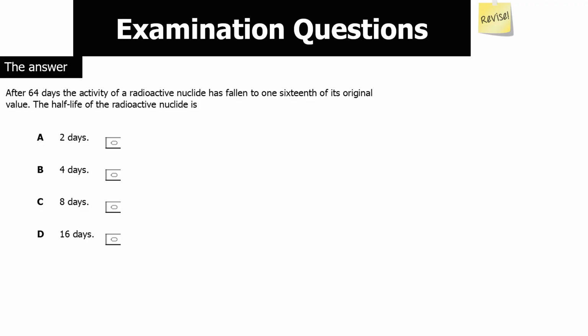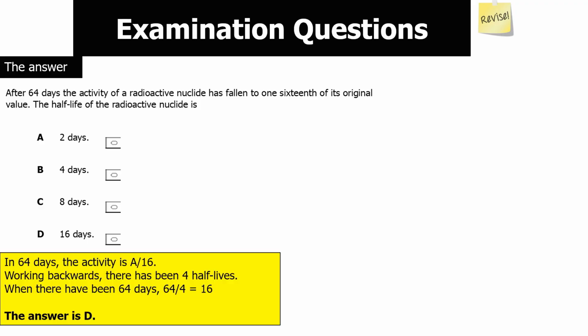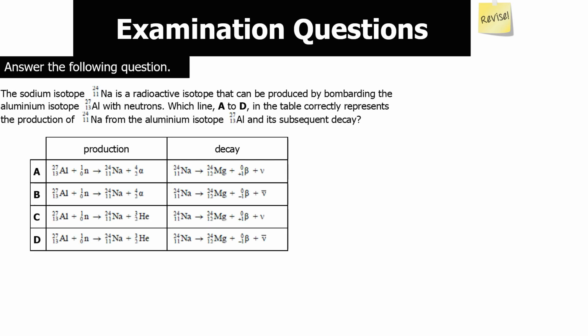Right, so if in 64 days the activity has gone to 1/16, well therefore working backwards there's been 4 half-lives, because we've gone from 1 to a half to 1/4 to 1/8 to 1/16, so therefore we've had 4 half-lives. So if there's been 64 days and there's been 4 half-lives, there's 1 half-life every 16 days. Our answer is D.